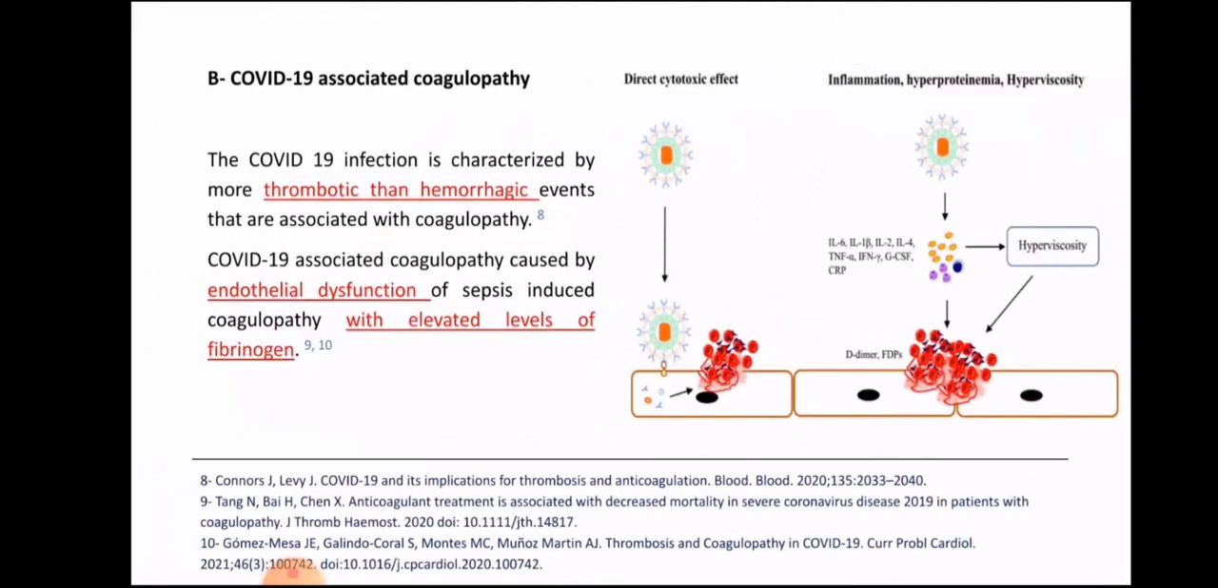COVID-associated coagulopathy is characterized mainly by thrombosis more than hemorrhage. It is caused mainly by vascular endothelial dysfunction due to binding of the virus to the ACE2 receptor in the vascular endothelium. Also, there are elevated levels of fibrinogen.